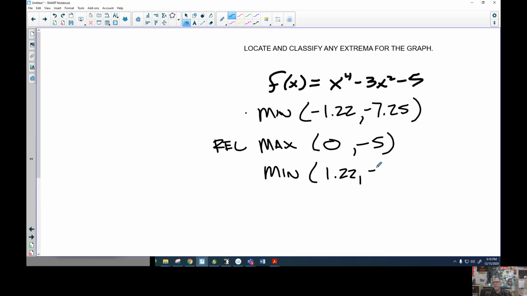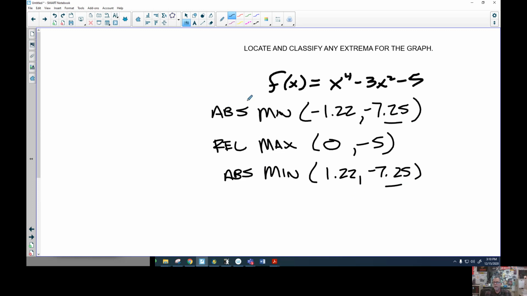1.22, negative 7.25. And now we know that these are both absolute minimums. Since they're the same and they are the lowest point, you can have more than one absolute minimum, and obviously more than one relative. But absolutes, you can have more of them if they're the same. They have the same depth to that graph. It went down that far.